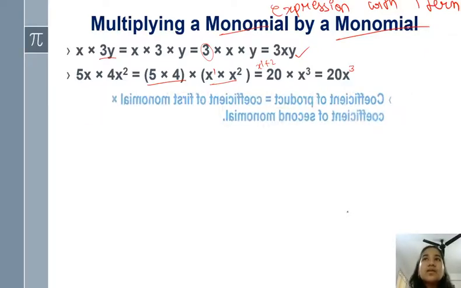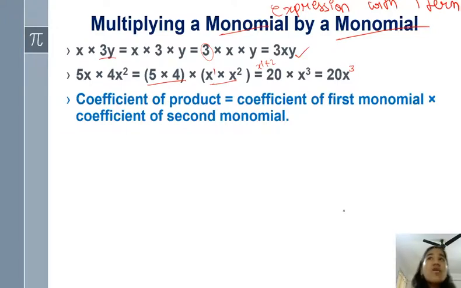So it says the coefficient of the product is equal to the coefficient of the first monomial into the coefficient of the second monomial. What is the coefficient? This is the coefficient. 5 and 4 are the coefficients of these two expressions. So the coefficient of the first monomial into the coefficient of the second monomial is the coefficient of the product. Its coefficient is 20.